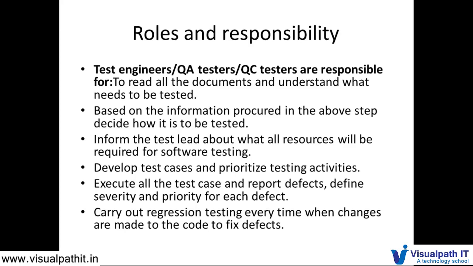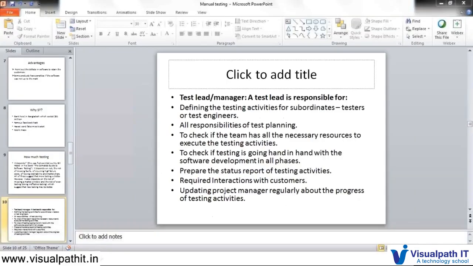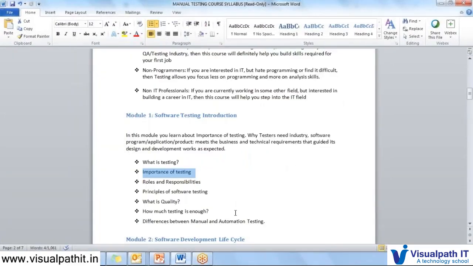When you are raising a bug, you have to define the severity and priority. What is the difference between severity and priority, we will see later. And so release number 1 happened. In release number 2, his responsibility will be to carry out regression testing, when changes are made and code is being fixed. So these are the roles and responsibilities.